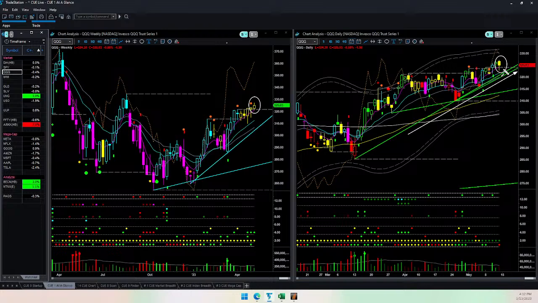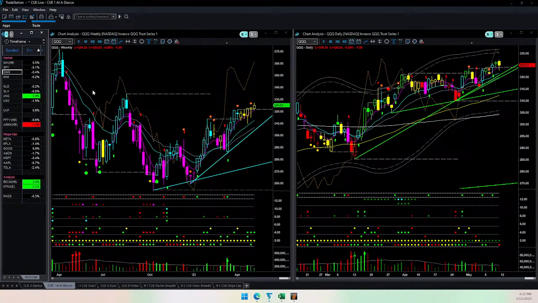What will be concerning is to see that QQQ is breaking below these two trend line supports. That will be concerning because this is the strongest of the market ETFs. For both SPY and QQQ, weekly and daily both are in yellow neutral color.